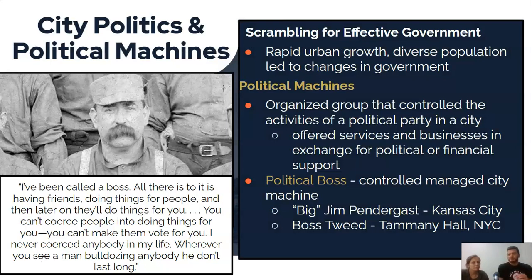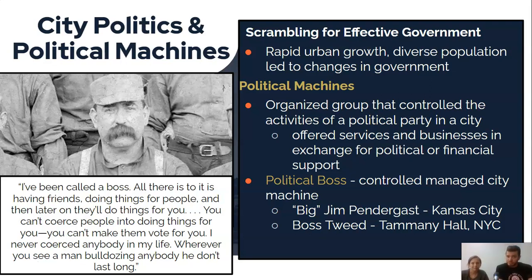So the city politics and the political machines: what you need to understand is that there was an opportunity here for somebody to take advantage of what was happening in the cities. And political machines are going to be the ones that do that. We have so much urban growth. The government is really struggling to keep up. So what political machines are going to do is they're going to start organizing, and they're going to be able to control the activities by providing services. So basically now they're going to say, hey, do you need a place to live? Hey, do you need a job?